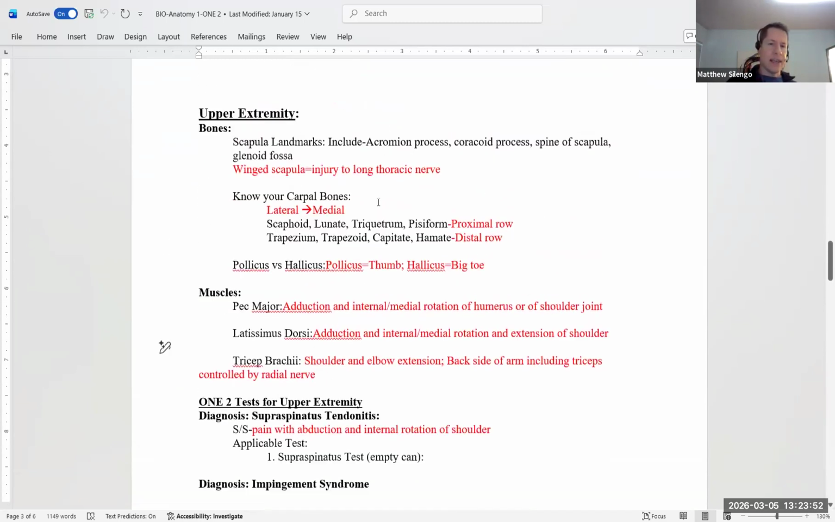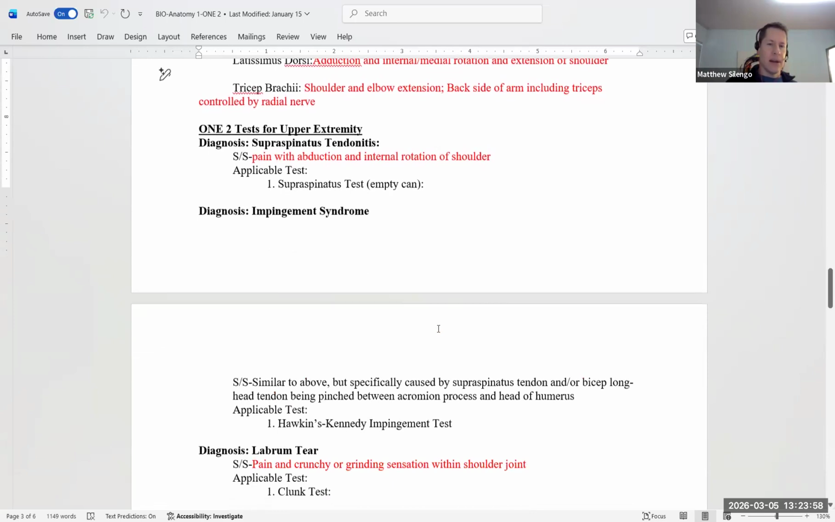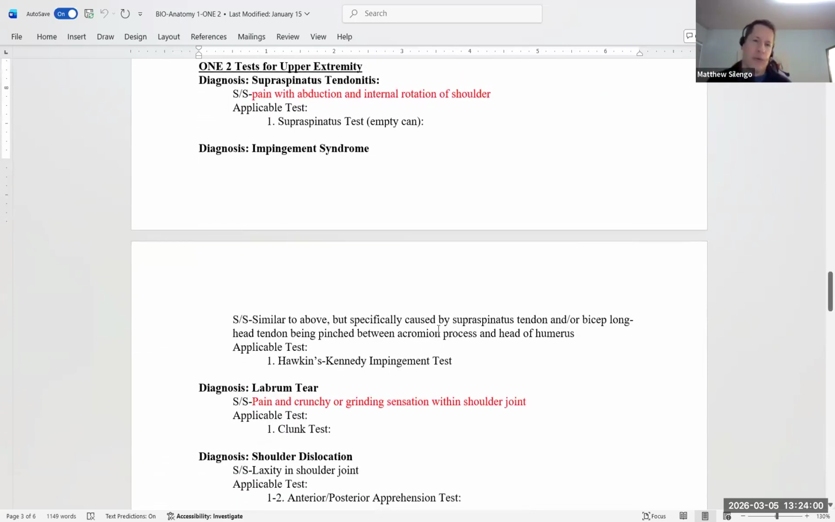All right, so that's some of the key anatomy reminder, anatomy and physiology one stuff that you should know about these. Now going to the O&E2, the conditions, the special tests, what you should know as far as the upper extremity goes.